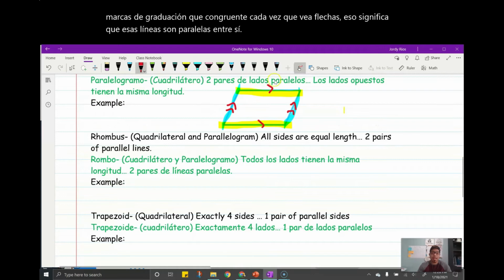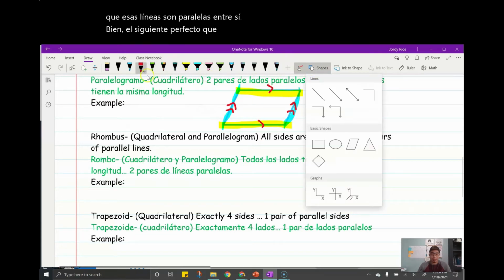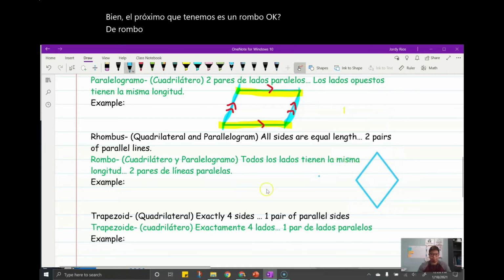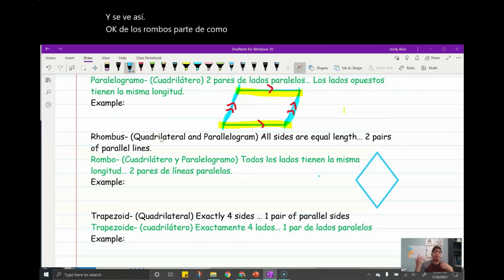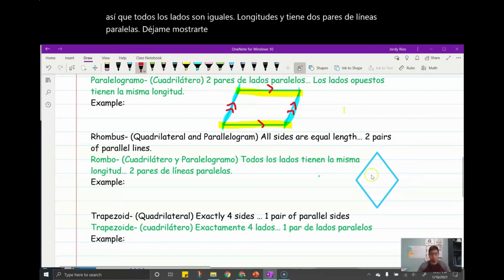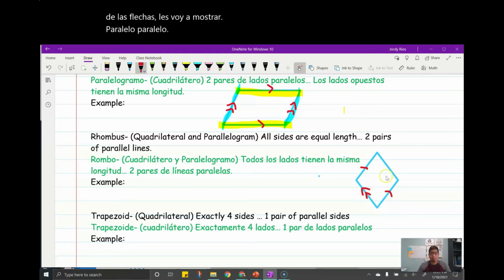Next we have a rhombus, and it looks like this. A rhombus is part of a quadrilateral and a parallelogram. All sides are equal lengths and it has two pairs of parallel lines. Let me show you which ones they are. Now that you know about the arrows: parallel, parallel, parallel, and parallel. They are never going to intersect, and they're always going to be that far apart from each other.